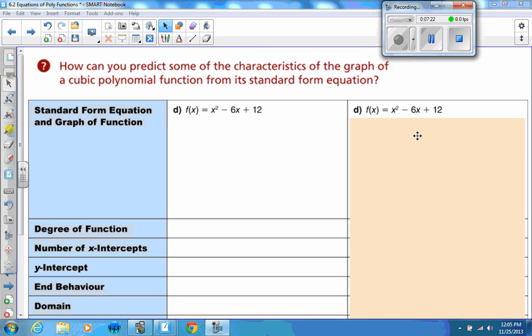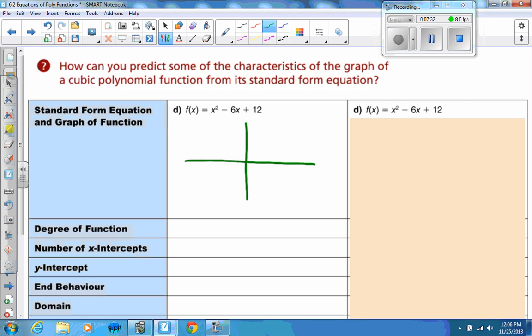So let's do another one here. We have x² - 6x + 12. Once again, this is a quadratic because it has an x². This quadratic is going to open upward because it has a positive leading coefficient. The degree of the function is 2, based on this number. The number of x-intercepts is also 2 because it's based on that. Your y-intercept is your 12.